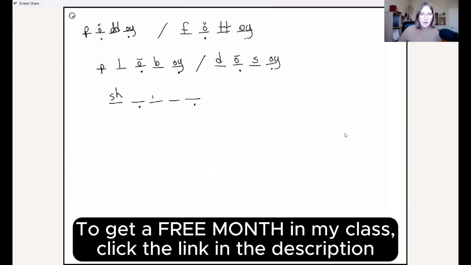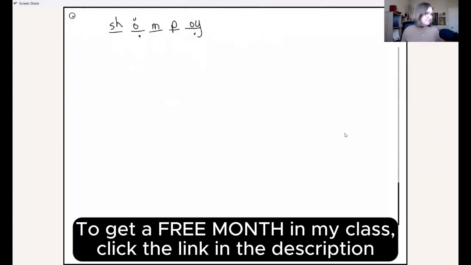Consonants: sh, ah, p, oi. Now if I want this O to say ah, do I have to double the M? No, I don't. But good thinking, because you knew that there had to be two consonants after it. However, there already are, so we don't have to double the M. I like how you were thinking. And then O-Y at the end is how you spell the oi sound at the end of words. Shampoo. Brilliant. Well done.